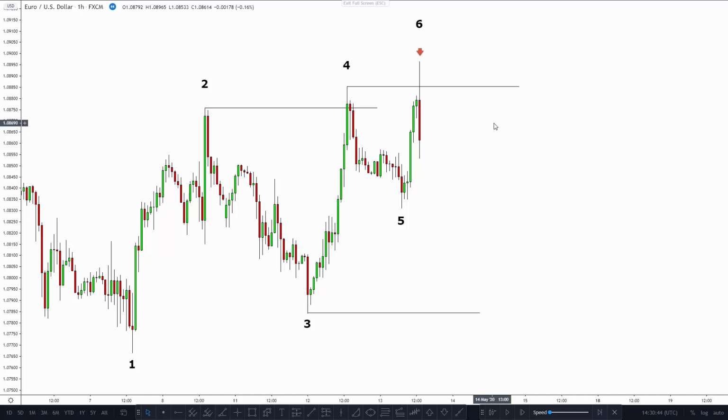Right after low number 5, when price starts to pick up speed to the upside, retail traders start believing that buying the breakout of high number 4 is a good idea. Market makers understand that many retail traders think like that, so they can use this information to their advantage since high number 4 forms a cluster of buy stop orders.